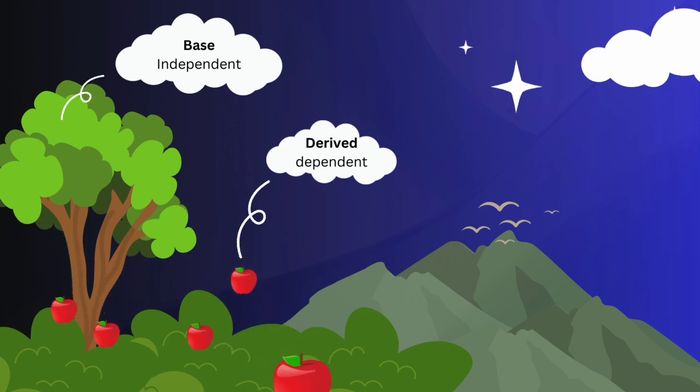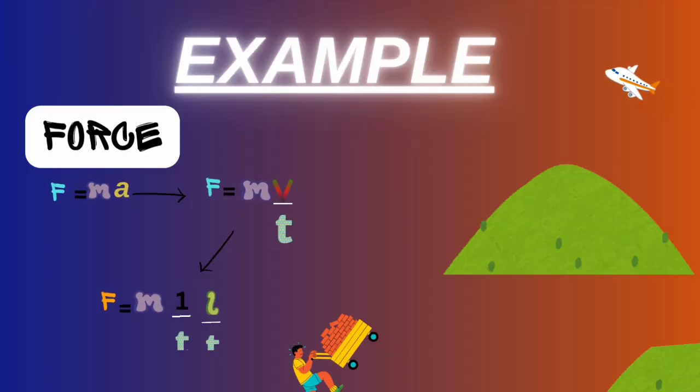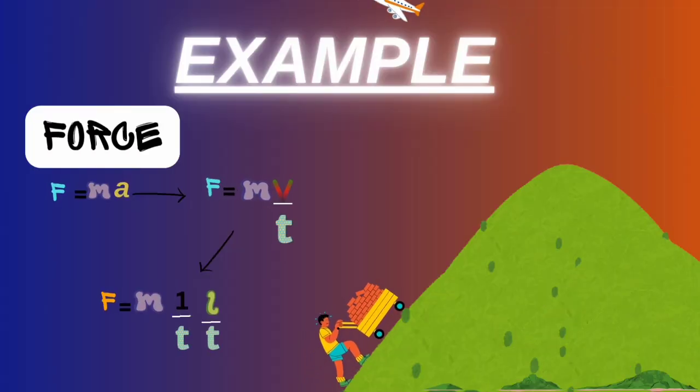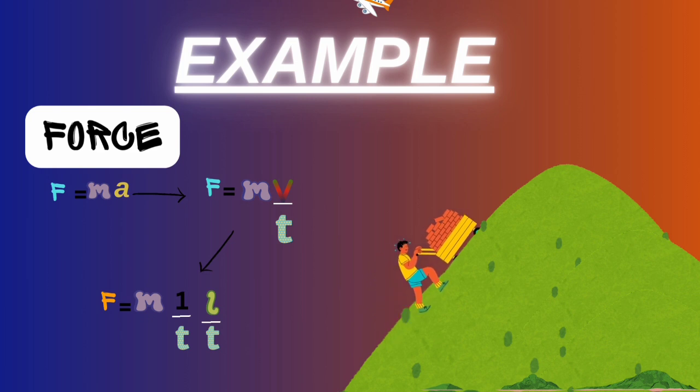To encapsulate the idea, we can say that base quantities are the independent quantities, while on the other side, derived quantities are the dependent quantities. As we have discussed earlier, all the derived quantities are made up of base quantities. Now let us consider an example through which we could illustrate this idea.